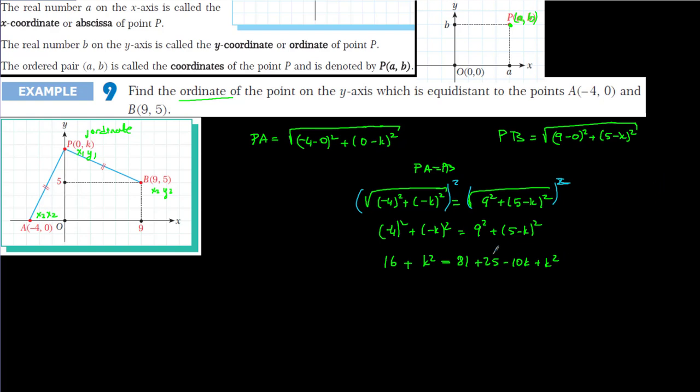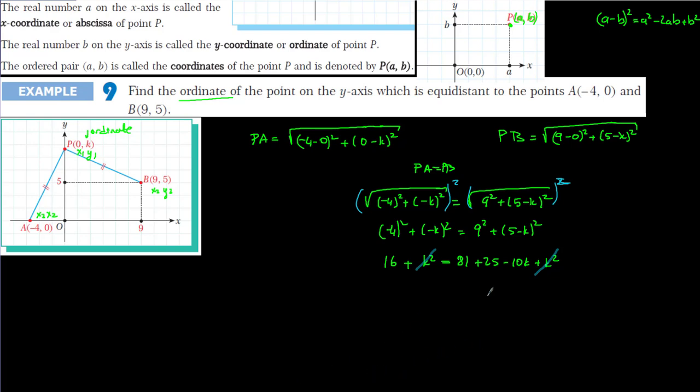From the previous page I have written that (a minus b) square is equal to a square minus 2ab plus b square, and this is 5 square, then minus 2 times 5 times k, which is 10k, and plus k square. As you see here also we have again the k square on both sides, so we can simplify the k squares from both sides, then we will have operation with the rest.